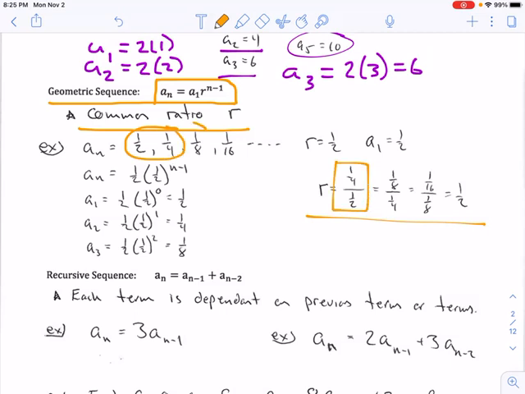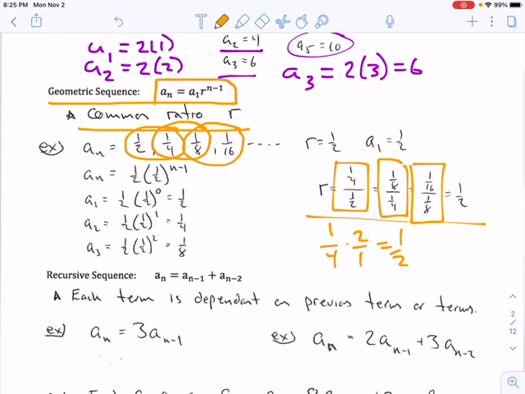Then I took 1/8 and divided it by 1/4. I took 1/16 and divided it by 1/8. And we could go on and on and do that. Well, 1/4 divided by 1/2 is the same as 1/4 times 2 over 1, which is 1/2. And you can see that that's going to be true for all of these ratios.